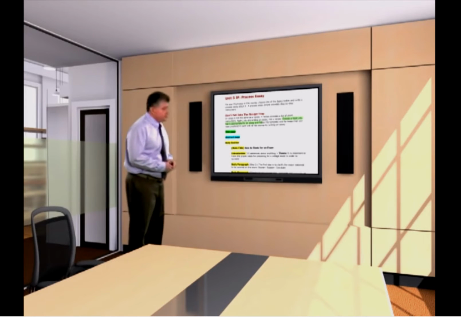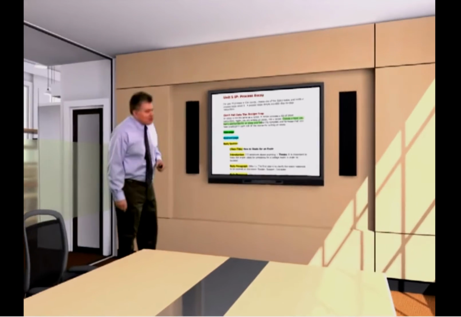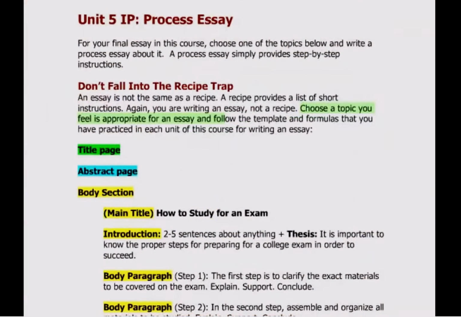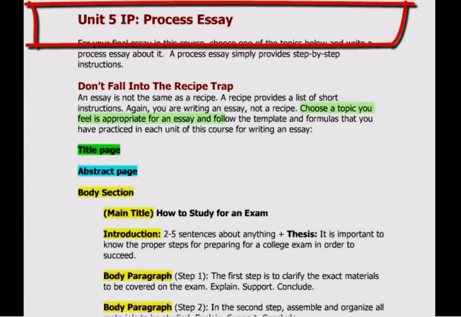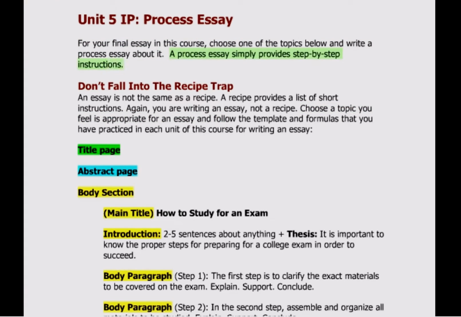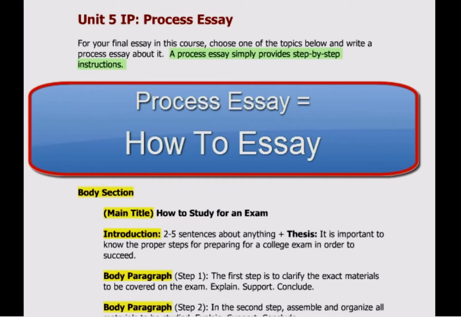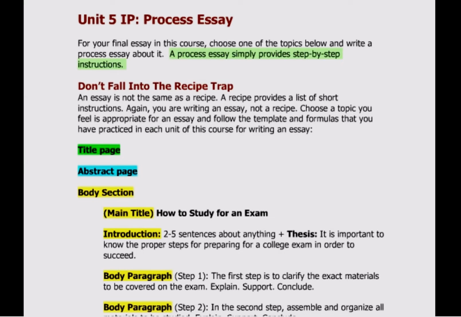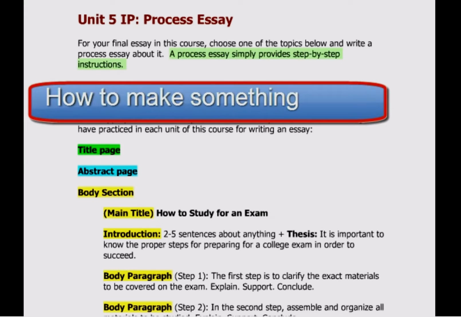Unit 5, Individual Project. In Week 5 IP, you are writing what is called a process essay. A process essay simply means a how-to essay. In an essay of this type, you are telling someone how to do something, how to make something, how to accomplish something, how to get something, how to fill in the blank.